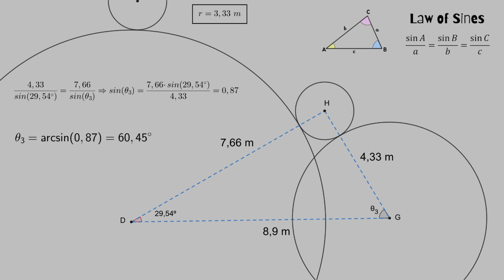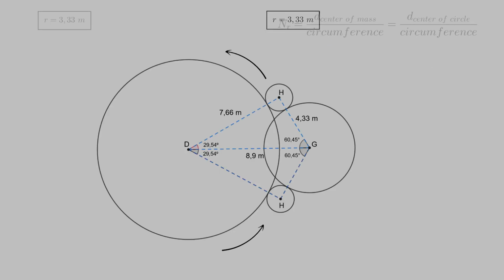Now we can figure out the revolutions of the rolling circle. So the revolutions a circle makes around its axis is the distance the center of mass traverses, which is the center of the circle, divided by its circumference. So when the center, for example, traverses 2 pi r distance, the circle has made 1 revolution around its axis.